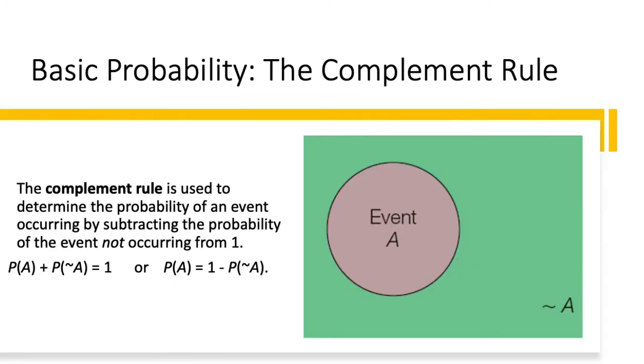The complement rule. The complement rule is used to determine the probability of an event occurring by subtracting the probability of the event not occurring. So if we think of event A as the probability of event A, whatever event A may be, this green section where you see the little tilde and A, that basically means everything that is not A. So in certain cases, if we were looking to find the probability of A, we could take the whole, which is the collectively exhaustive 1, minus the probability that A does not occur. This is our complement rule.